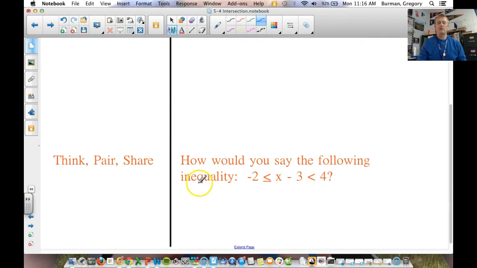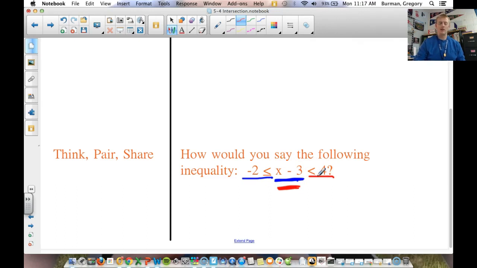How would you say the following inequality? It's important that you understand again that we're going to say in terms of x, we read it from the x spot first. So x minus 3 is greater than or equal to a negative 2. And then we'll say x minus 3 is less than a 4. So we use the word "and" here. So x minus 3 is greater than or equal to a negative 2, and x minus 3 is less than a 4. So that's the intersection when we have the word "and." Pay attention to our symbols here and which way they are facing. Maybe there'll be a pattern in the future.